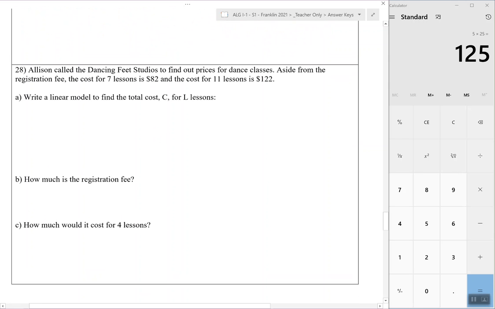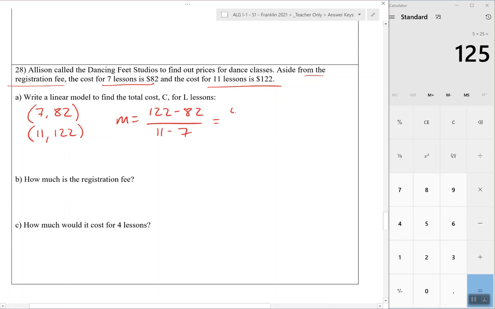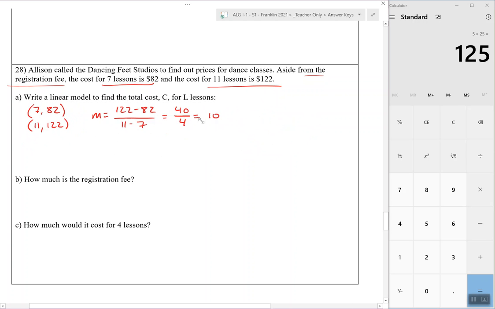Number 28, Allison called the Dancing Feet Studios to find out prices for dance classes. So there is a registration fee, which we do not know. We have 7 lessons is $82 and 11 lessons is $122. Well, what we're given here are 2 points. We have a point at (7, 82) and a point at (11, 122). Okay, so what we can do here is find the slope. So 122 minus 82 over 11 minus 7, that's 40 over 4, which equals 10. So we know the slope is 10. Need to make this a little smaller.